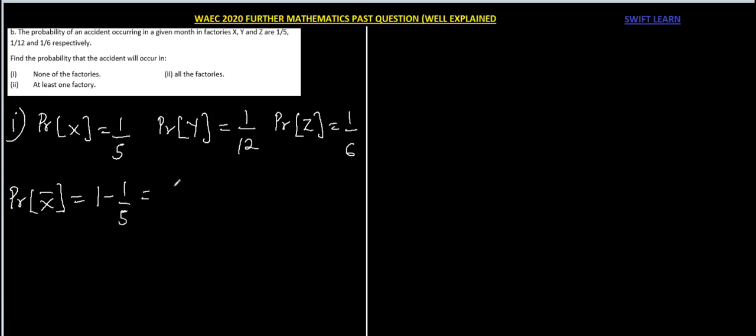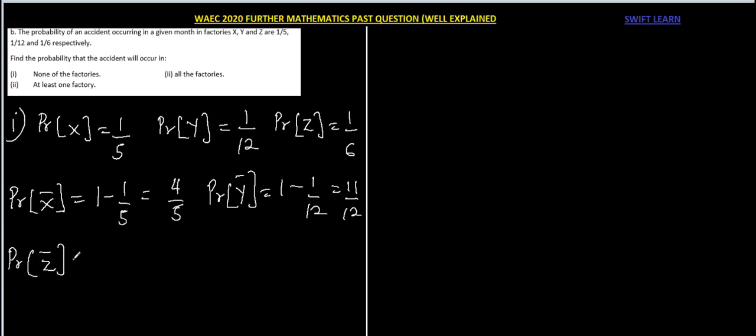1 minus 1 over 5 is 4 over 5. That's the probability of not Y, which is 1 minus 1 over 12, and that's 11 over 12. The probability of it is not Z, we use this bar to signify it is not, is 1 minus 1 over 6, which is what? 5 over 6.